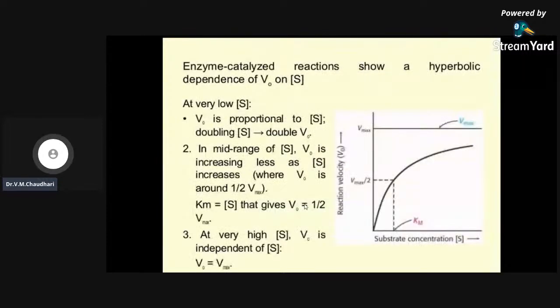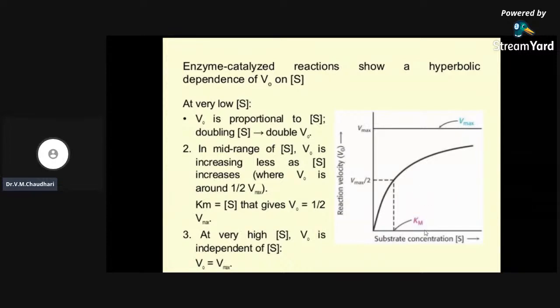Okay, so enzyme catalyzed reaction shows hyperbolic dependence. हायपरबोलिक डिपेंडन्स म्हणजे काय? आपण मागच्या लेक्चरमध्ये पाहिलं होतं. At a very low substrate concentration, velocity of reaction is proportional to substrate concentration. जर substrate concentration कमी असेल तर velocity is proportional to substrate concentration. बघा, सबस्ट्रेट कॉन्सन्ट्रेशन हे सुरुवातीला कमी आहे, मग रिएक्शनचा रेट थोडा थोडा वाढत चाललाय. So rate is directly proportional to substrate concentration.